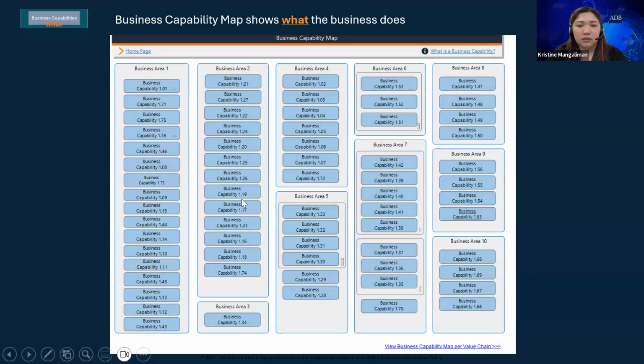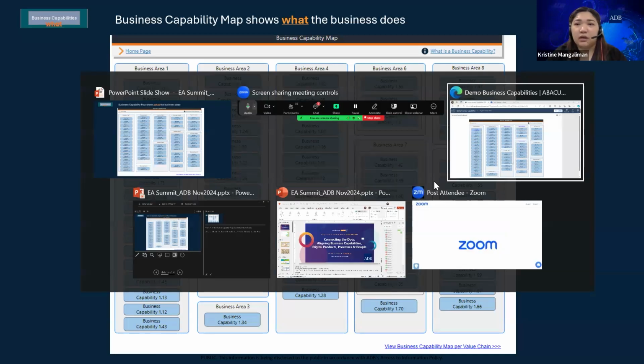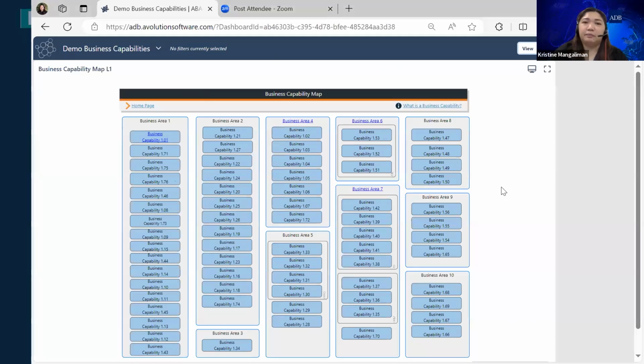So let me go to Abacus to show you some samples of the models that we created. This first view is our business capability model according to business area. This represents the whole bank, which has masked the data. But the blue boxes are the business capabilities.